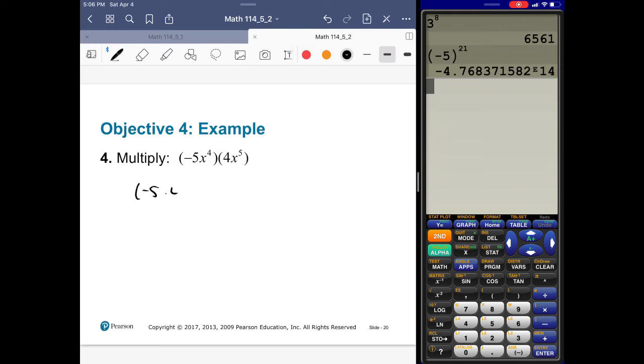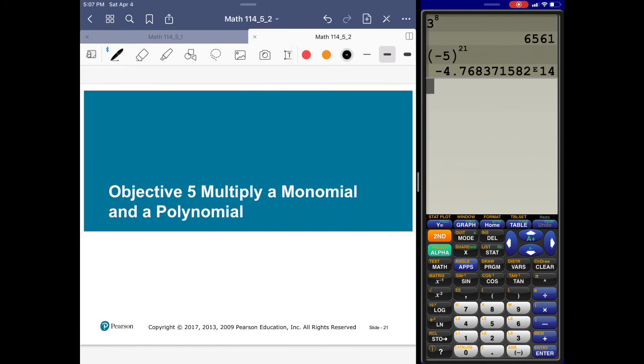Same thing here. So this becomes negative 5 times 4, x to the 4th times x to the 5th. Negative 5 times 4 is negative 20. We have the same base. That means the exponents will be adding. So I have negative 20x to the 9th.